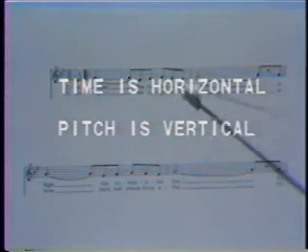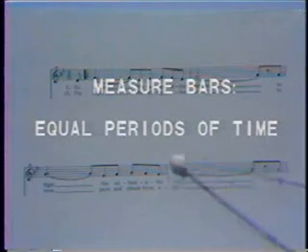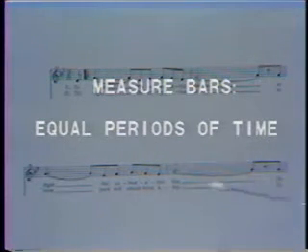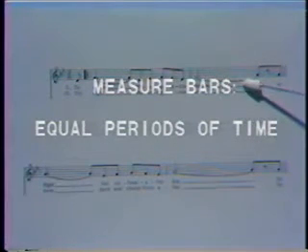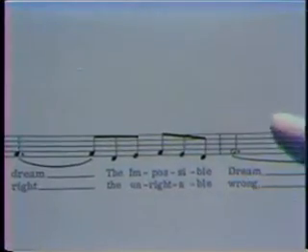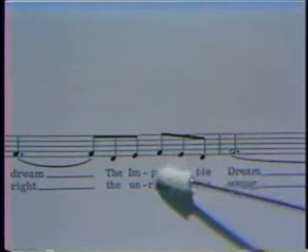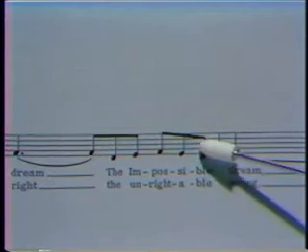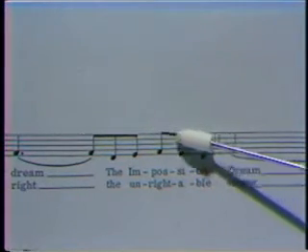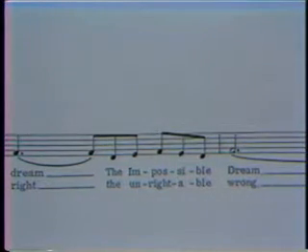Notice these vertical lines that appear at intervals in the music. These define measure bars or equal periods of time in the music. Look closely at the notes. Notice that they have different shapes. Some have heads that are open, some have heads that are closed. Some notes are followed by dots. Some notes have bars or flags attached to their stem.